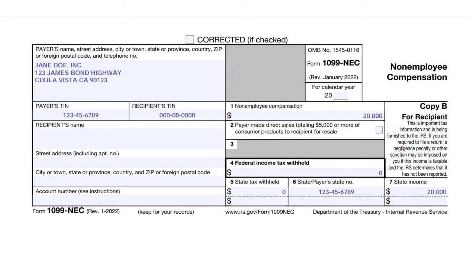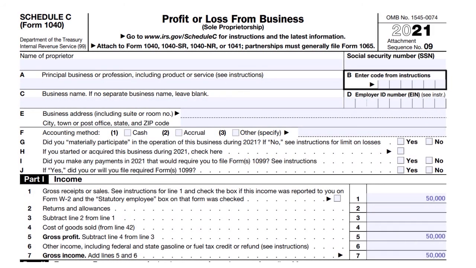What's going to happen here is you will include this income on part 1 of your Schedule C. So $50,000 on part 1 of your Schedule C. Look on the screen right now. Here is Schedule C, and part 1, as you can see, is gross receipts or sales. So you have $50,000 on that line, and this is also your gross profit on line 5. And this is also your gross income on line 7, because there are no intermediary numbers in between.